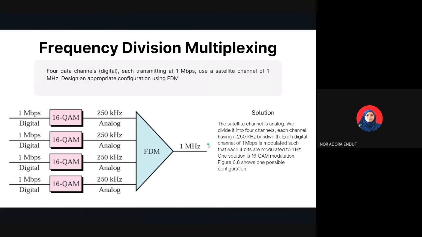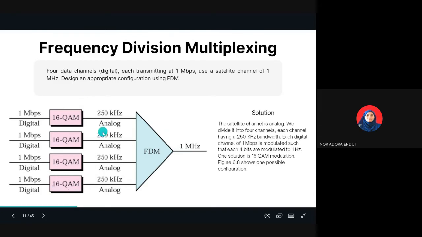Each digital channel of 1 megabit per second is modulated such that each 4 bits are modulated to 1 hertz. Kita hantar 4 bits untuk satu signal. That's why dia gunakan 16 QAM. Boleh tengok semula what is quadrature amplitude modulation. Yang kita tengok contoh adalah 4 dan 8 QAM. So kita combine knowledge kita mengenai digital to analog modulation technique, kemudian kita gunakan knowledge yang baru ni untuk kita multiplex. Basically we take the total bandwidth and divide into 4 individual channels. Modulation technique ni kena figure out.